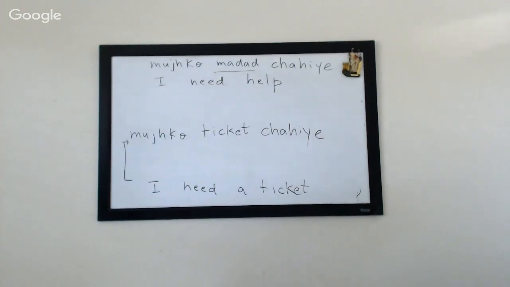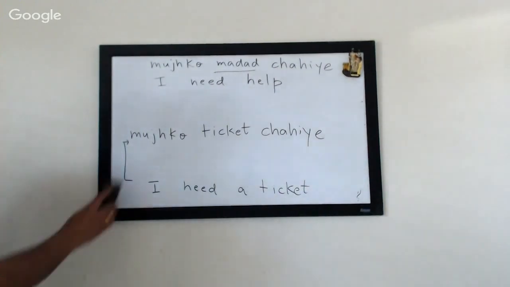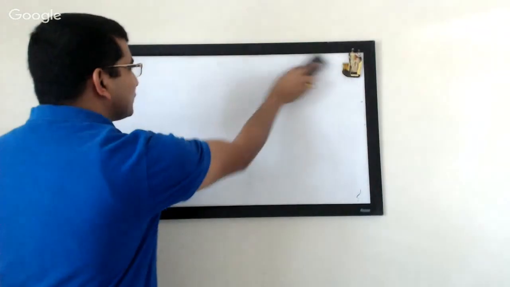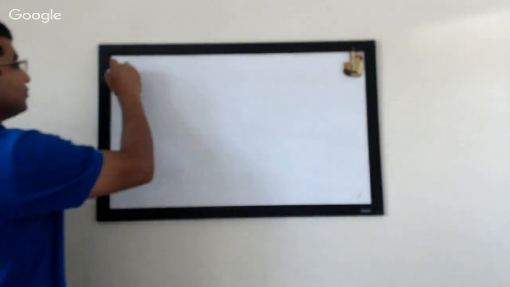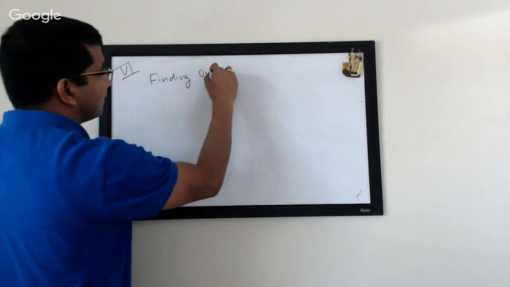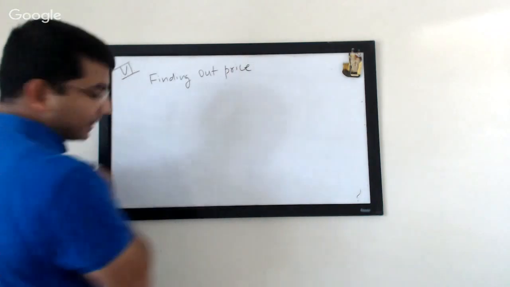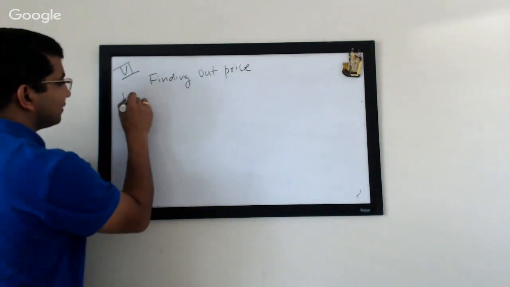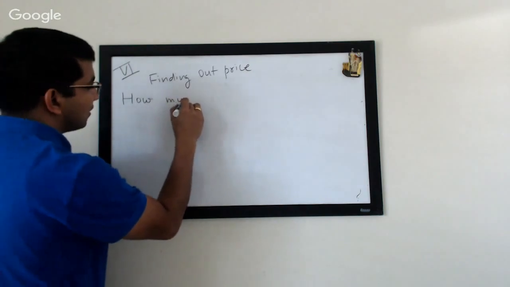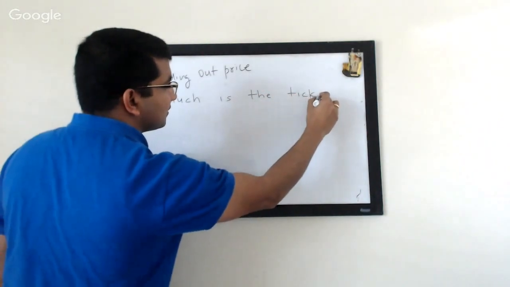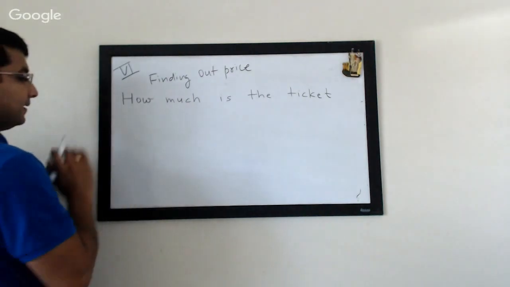Good. Right. So we still have time, right? 5 minutes, 10 minutes. Okay. So we'll do two more survival skills, and then that will cover the train station scenario. So the next one is finding out price, which is the sixth skill. Finding out price. The first one is, as we just mentioned, how much is the ticket, right? That we just covered. How much is the ticket? Second one is how much is the chai?